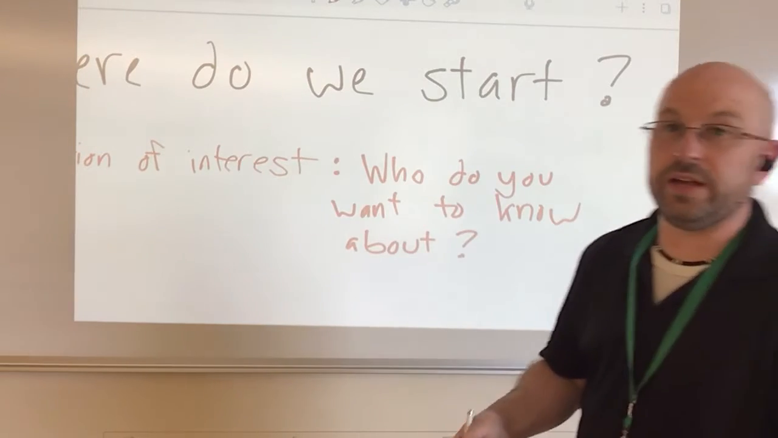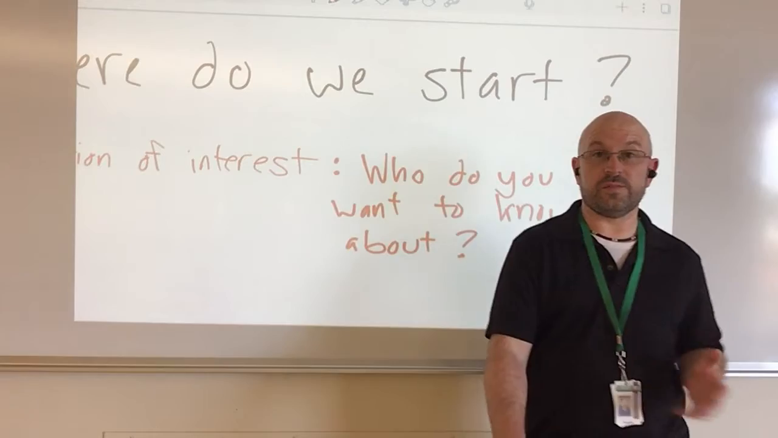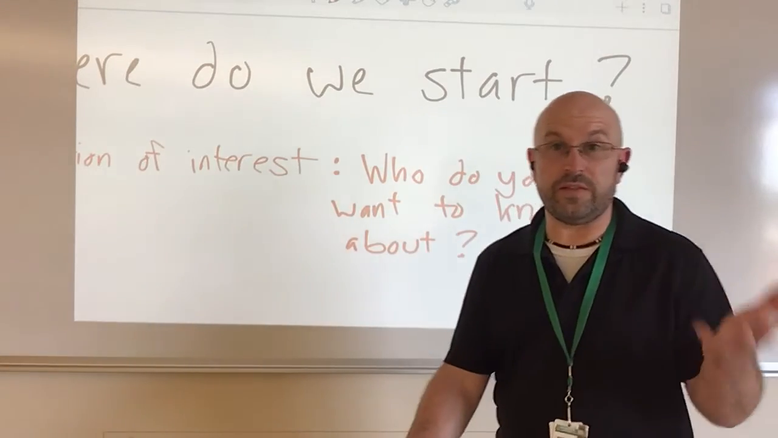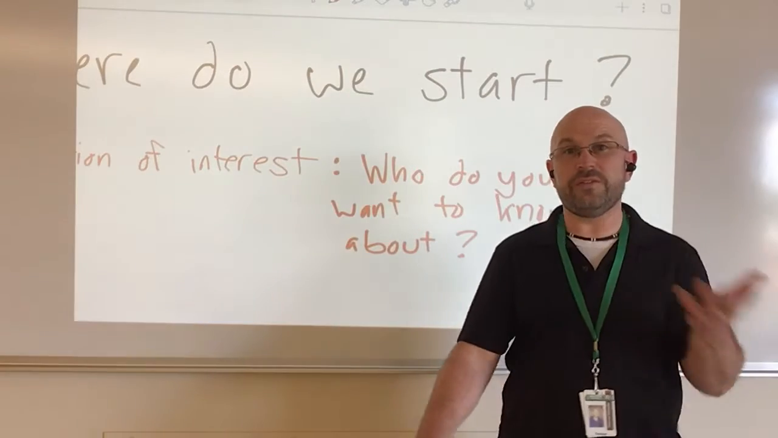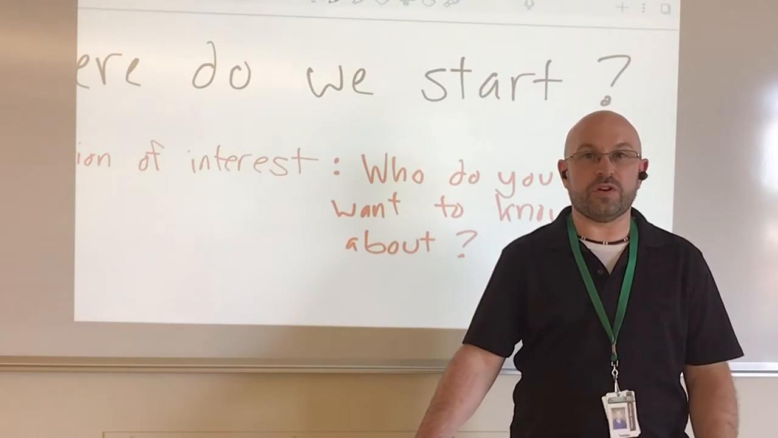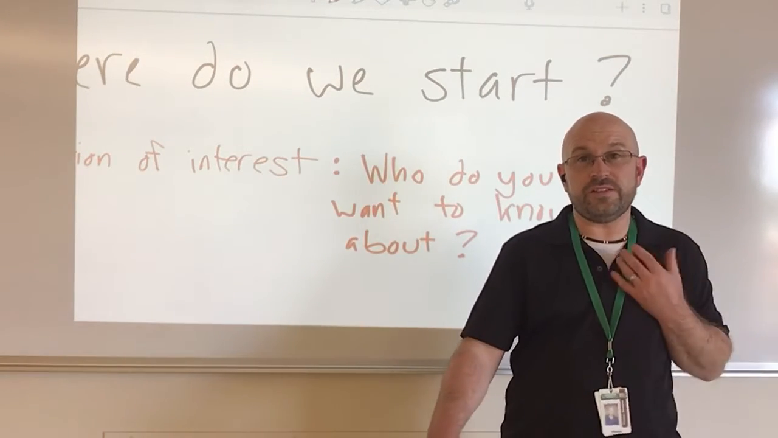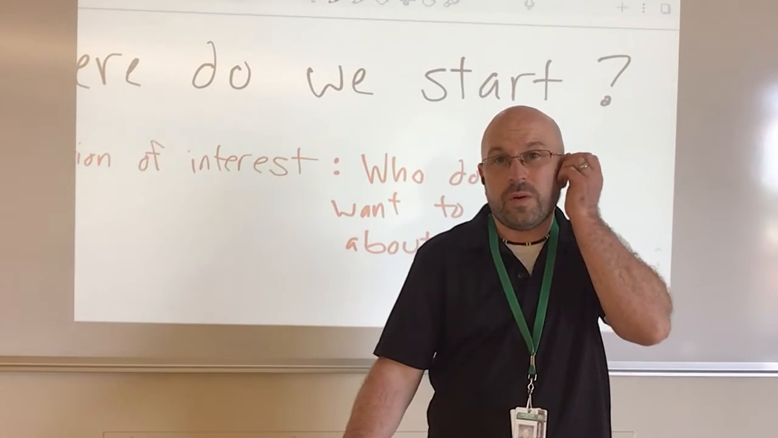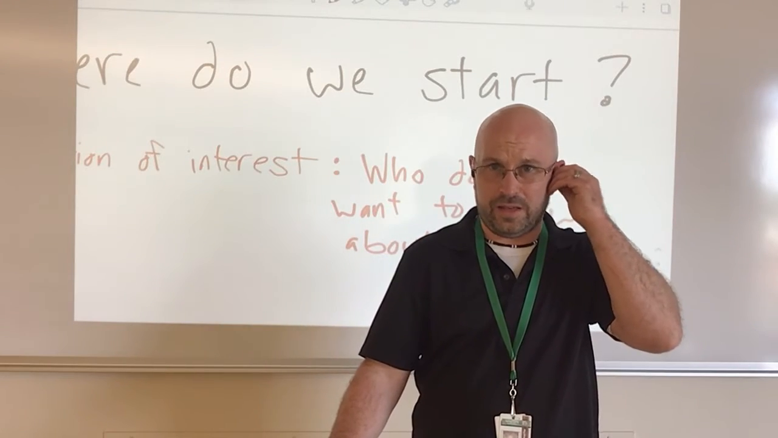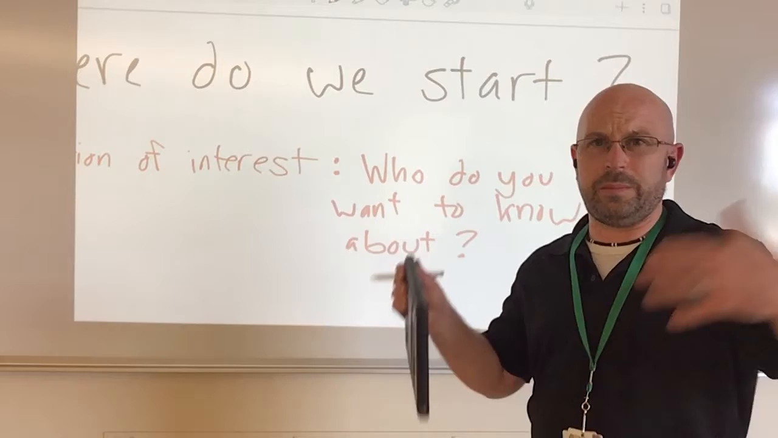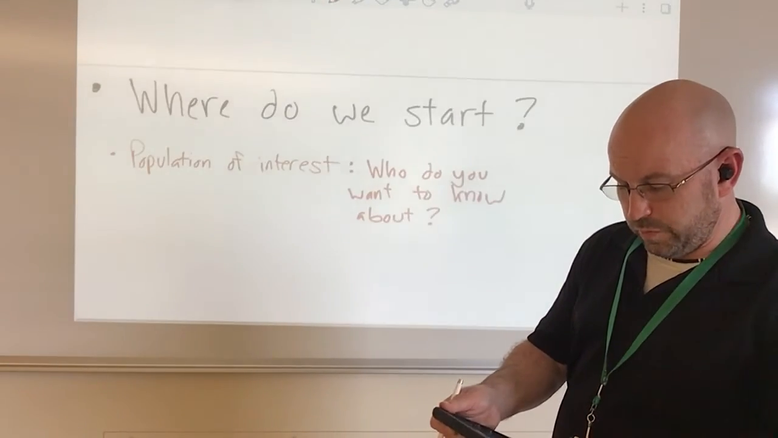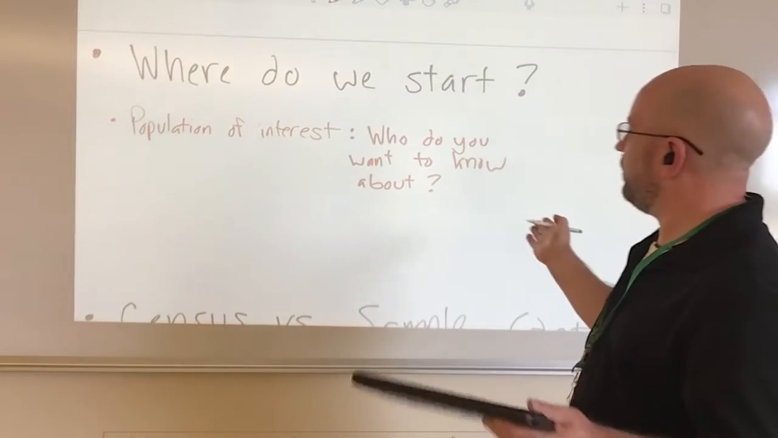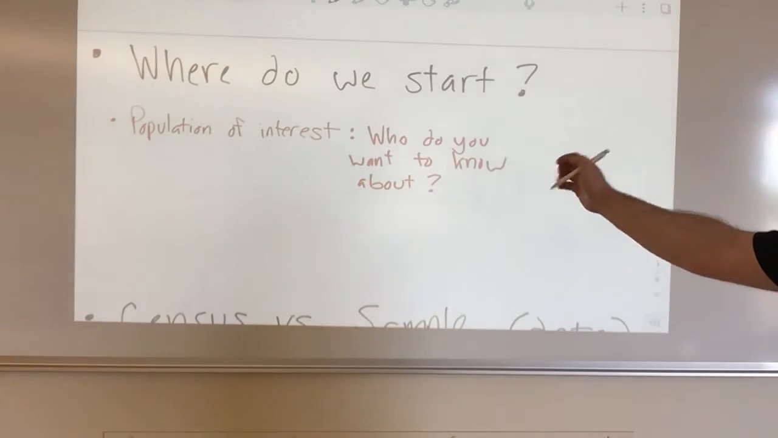This could extend to maybe you want to find out the proportion of Grafton High School students with brown eyes. Maybe you want to find the proportion of Grafton residents who own iPhones. Maybe you want to find the proportion of all Massachusetts residents who still have a grandparent. Something like that, where you're looking at either something big or maybe something small. So you want a population of interest. Who do you want to know about?